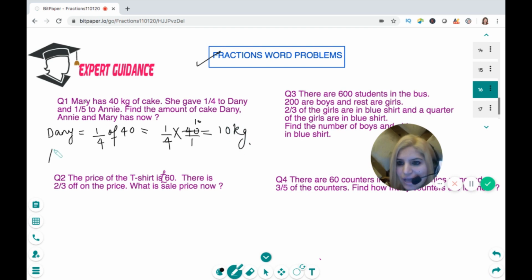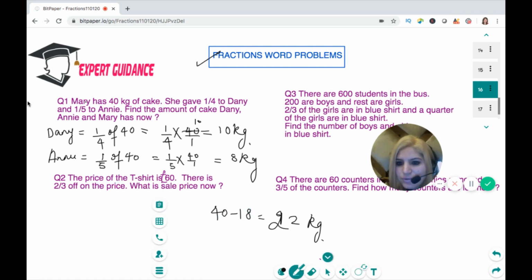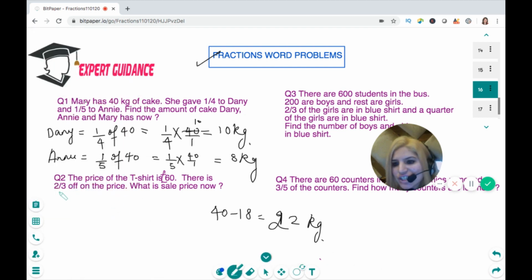How much does Annie have? Annie has 1/5. So 1/5 of 40, which is 1/5 times 40 over 1, which is 8 kg. So total 18 kg they have taken. So how much will Mary have now? Mary will have 40 take away 18, which will be 22 kgs. Okay, so I hope this is clear to you. Let's move on to the next question. It says that the price of the t-shirt is £60 and 2/3 off is given.